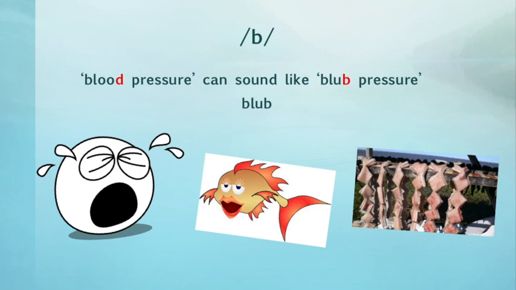Blub is not a very common word in English, but it does have several meanings, and it can be confusing if you hear blub instead of blood. Blub can mean to cry noisily and uncontrollably. It can also be the sound a fish makes. So a cat says meow and fish say blub blub. And blub can also be an abbreviation for blubber, which is the fat on a sea animal like a whale.